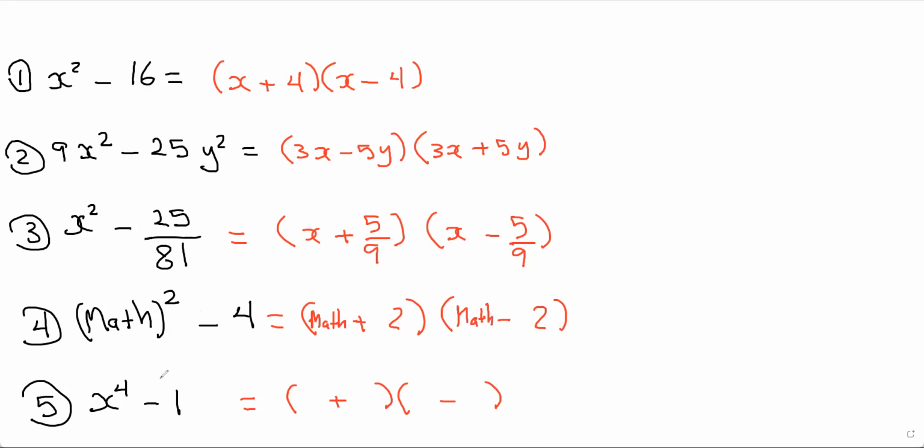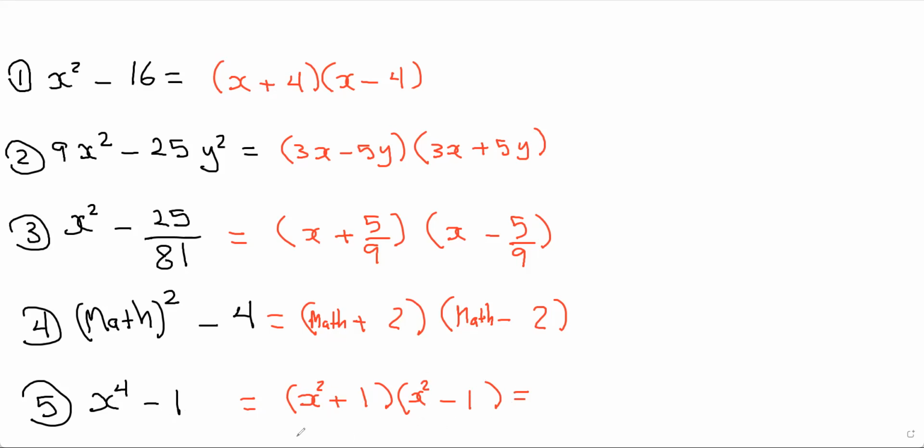Now let's go to this one. How about this? Is this a perfect square? Is this the difference of 2 squares? Yes, it is. The square root of x to the 4 is x squared. So that's what we stick here, and that's what we stick here. Now the square root of 1 is 1. So we put that here and that there. So the square root of x to the 4 is x squared here and x squared there. And then the square root of 1 is 1 here and 1 there.